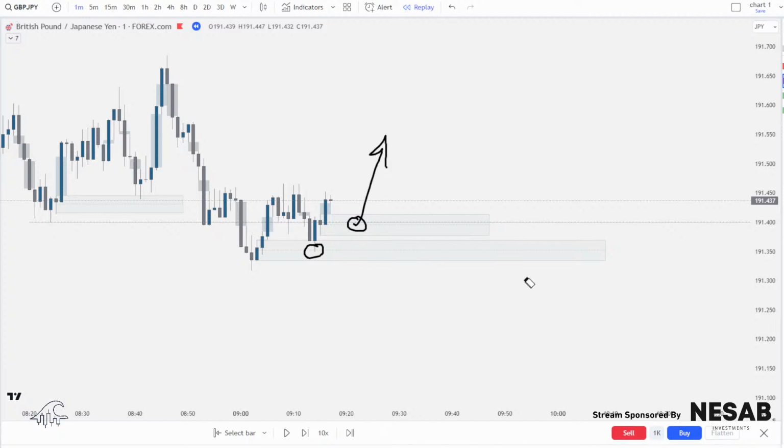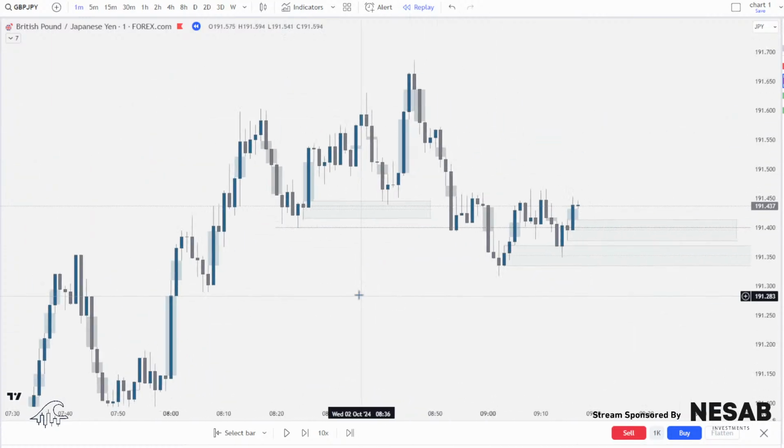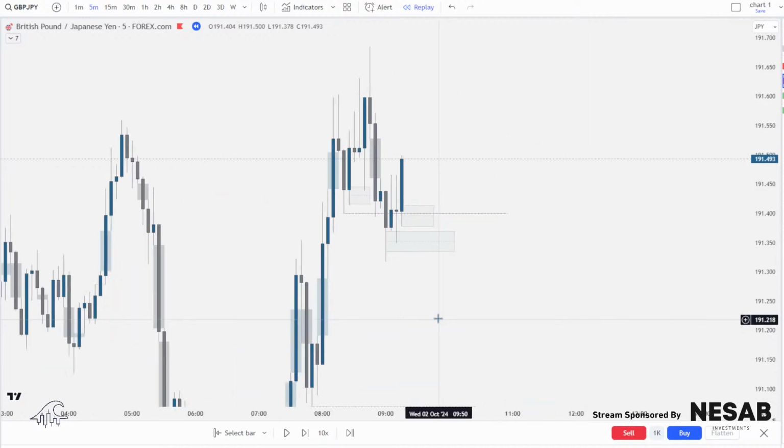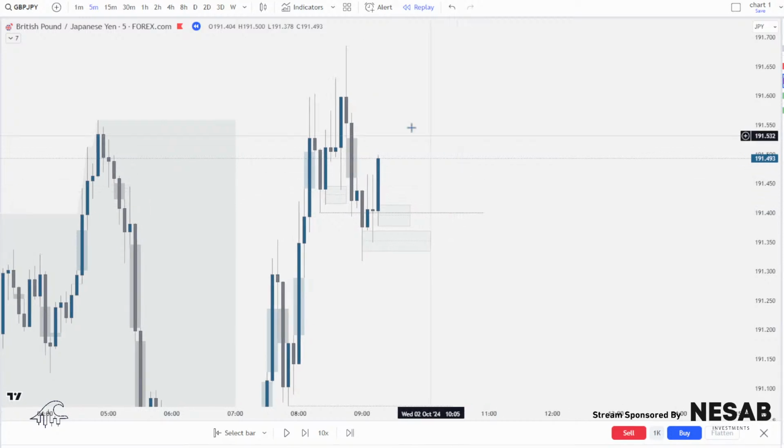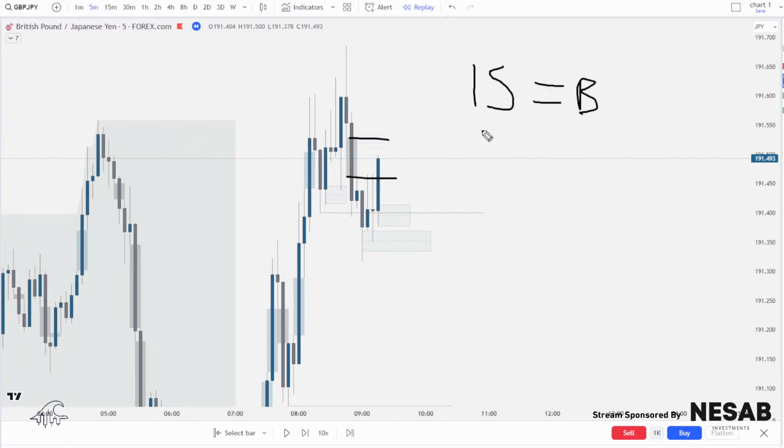Now the reason why we didn't do that on the last movement, which was here, was because the 5 minute was already bullish when we had that tap in. So we didn't need to apply the confirmation, whereas at this stage, this is still showing bearish. So notice how we're using the 15 minute as our bias, the 5 minute as our confirmation, and then the 1 minute as our entry.